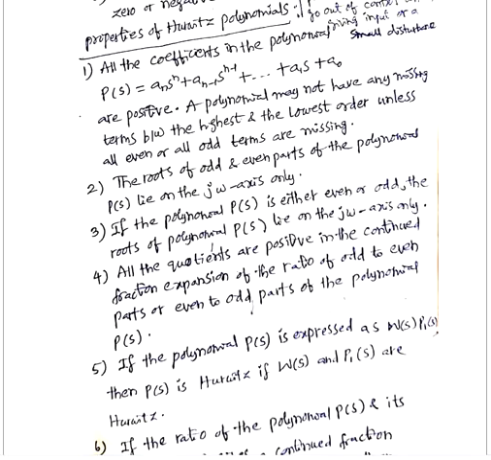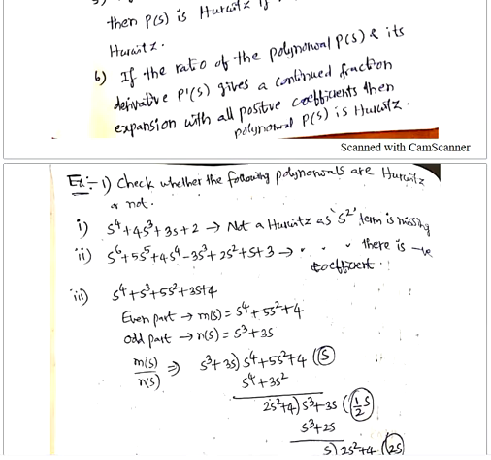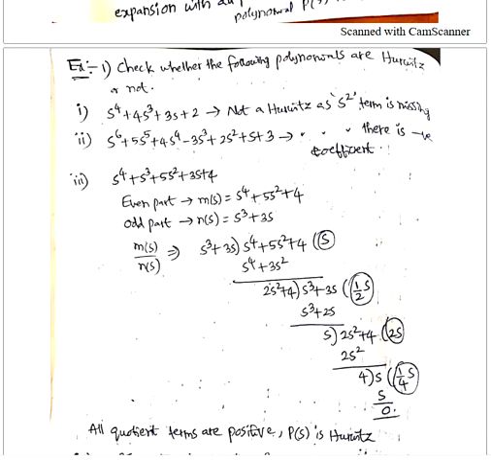All the coefficients in the polynomial should be positive, and no term should be missing between the higher degree and the lower degree. If it is missing, and if that missed degree is even, all other even degrees should also be missed. If it is odd, all other odd terms should also be missed. Let us check with this first property now.